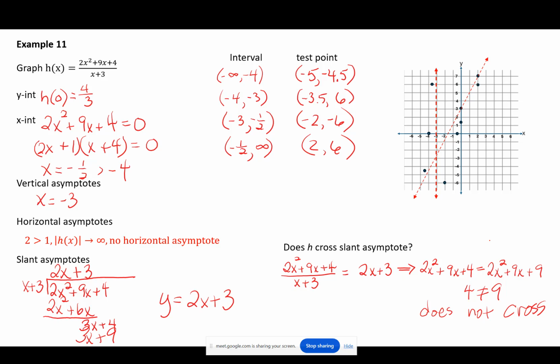All right, so this is what we have. When we draw the graph, this is all the things that we just checked on. This is what it's going to look like.